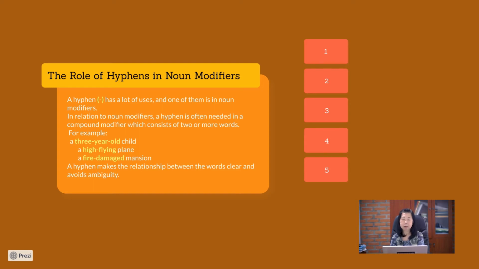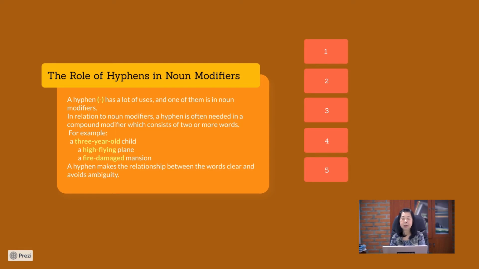3-year-old. 3 words. Now, with hyphens, these 3 words are acting as one unit of modifier. A high-flying plane, high-flying, 2 words. With a hyphen, now these 2 words become one unit of modifier. A fire-damaged mansion, fire-damaged, 2 words. With a hyphen in between, they become one modifier, explaining mansion.